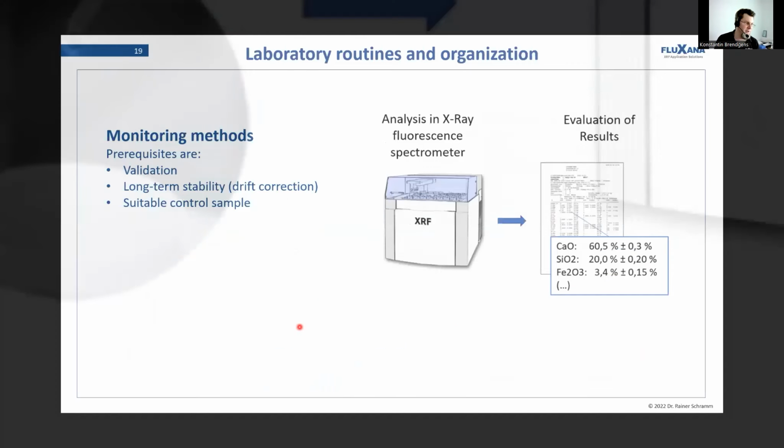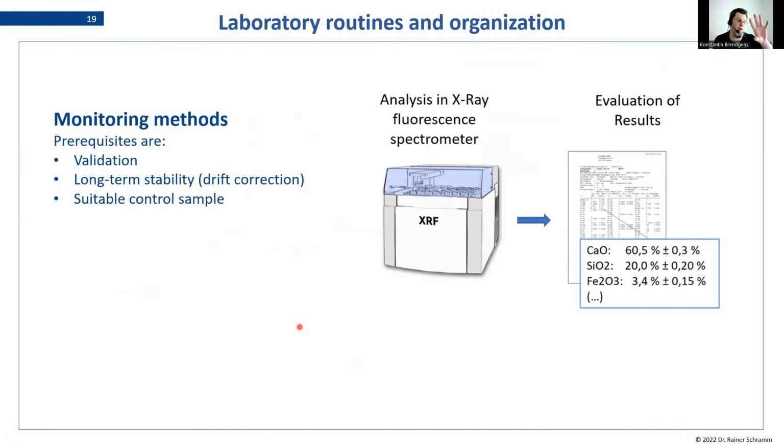So the whole monitoring, this is the combination now of our application and the controls we just talked about. So what's the idea behind that? In order to be sure about our analysis, we have to have a certain expertise and experience with it. So in order to monitor our methods, we have to meet these prerequisites. We have to have a valid validation about the correctness. We have to establish long-term stability, in terms of connecting drift monitors, and we have to have a suitable control sample.